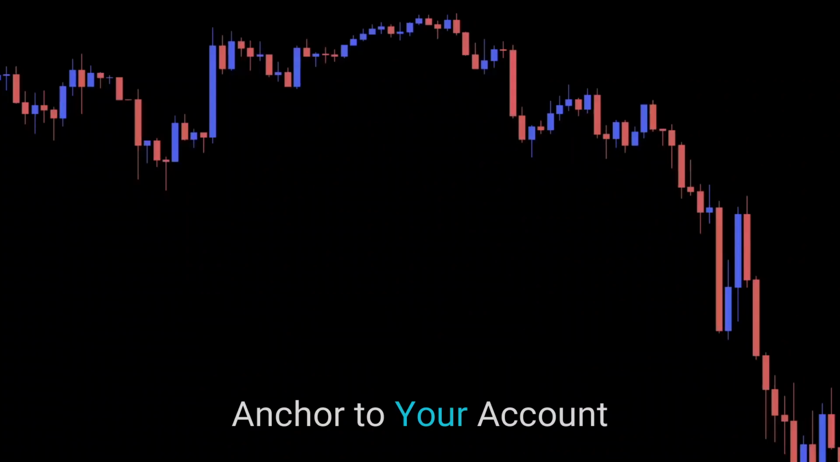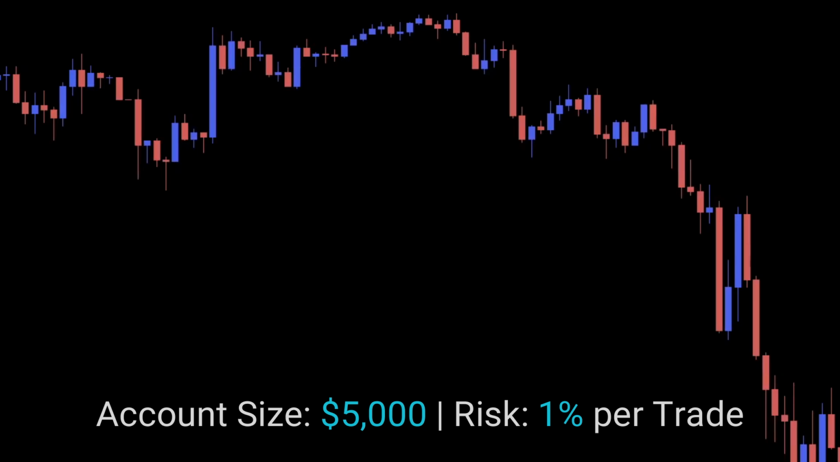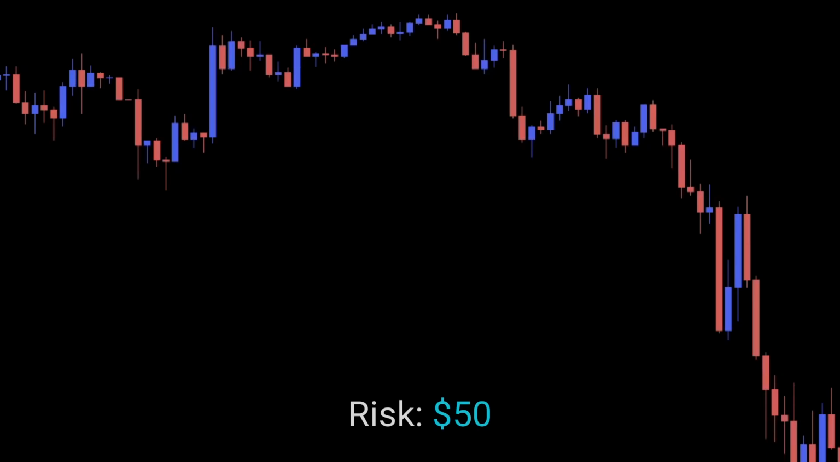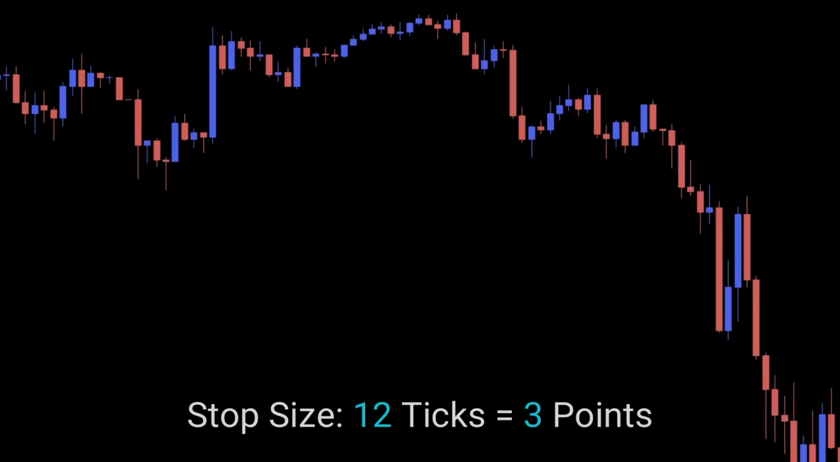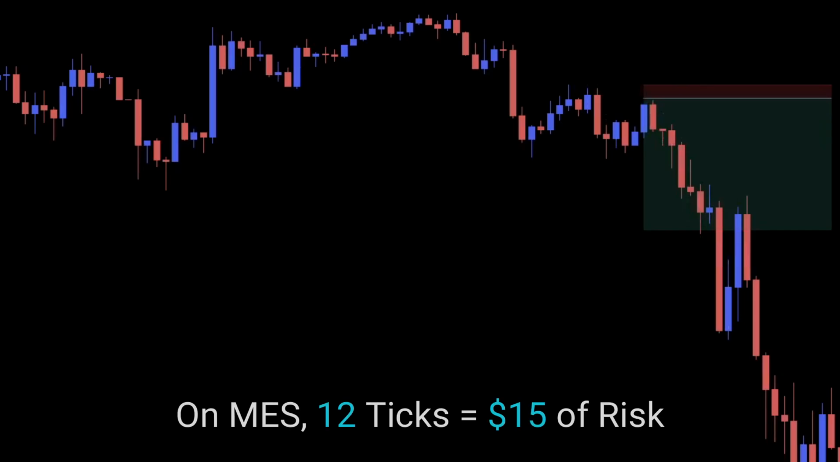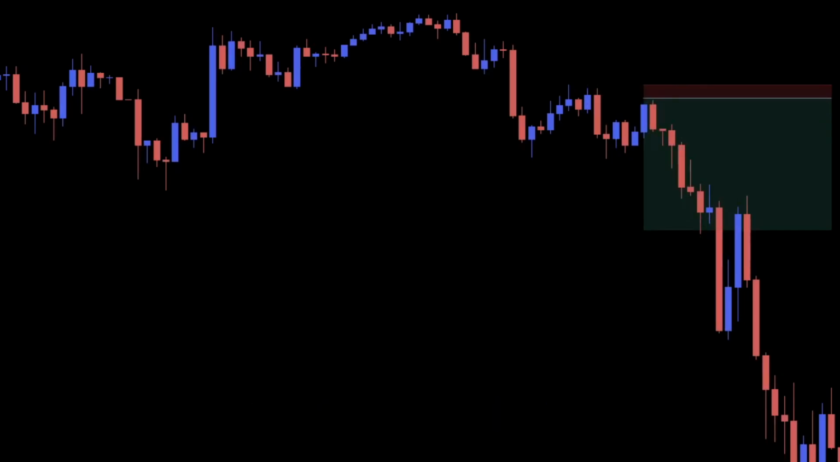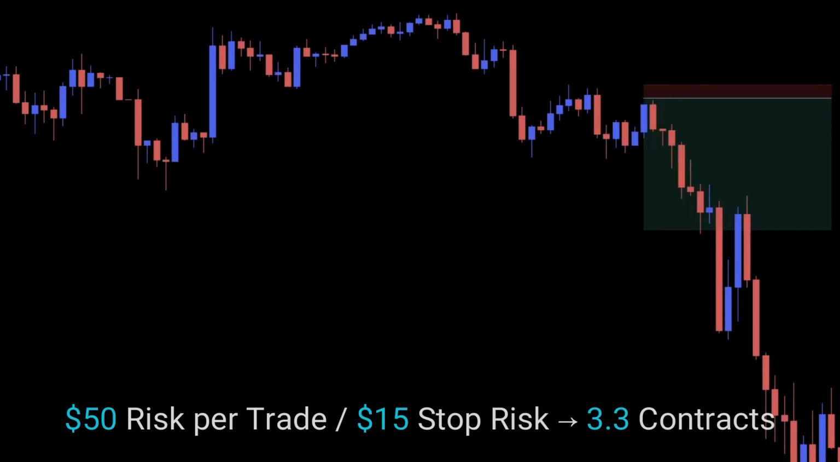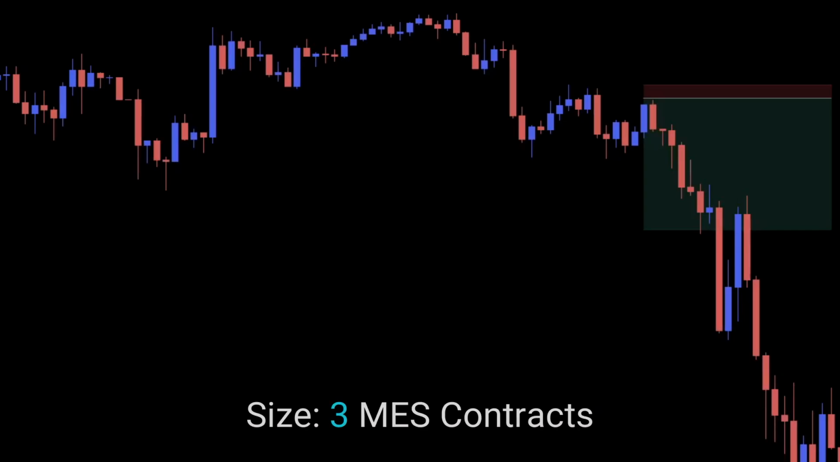Anchor this to your account because this is where traders discover whether they're oversized. Take a $5,000 account and risk 1% per trade. That's $50. Give the trader a standard 12 tick stop, 3 points of room. On MES, that's 12 ticks, $15 of risk. $50 divided by $15, 3.3 contracts. So you can trade 3 MES contracts and remain within the 1% risk band.